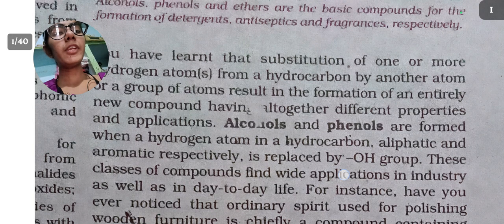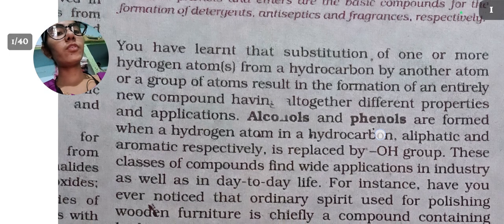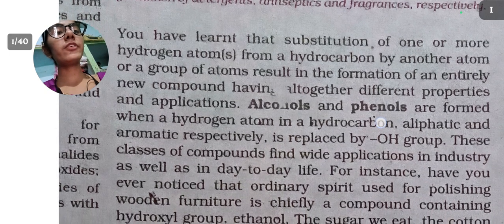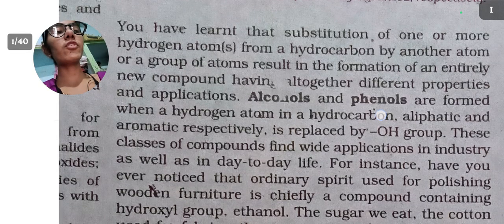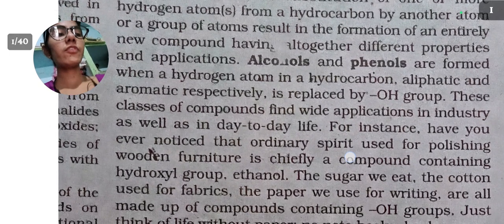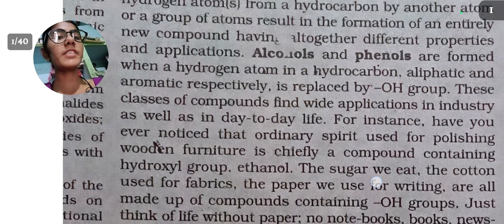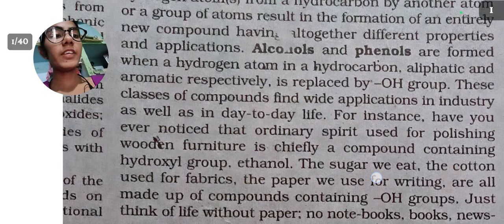Today I made a video on the chapter Alcohols and Phenols. Let's start. You have learned that the replacement of one or more hydrogen atoms from a hydrocarbon by another atom or a group of atoms results in the formation of entirely new compounds having different properties and applications. Alcohols and phenols are formed when a hydrogen atom in a hydrocarbon, aliphatic and aromatic respectively, is replaced by the OH group.